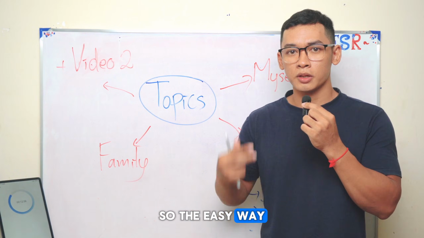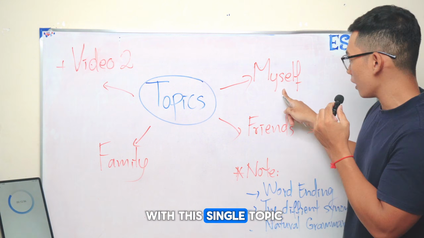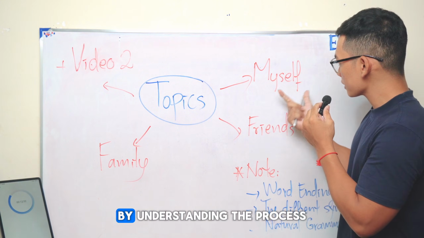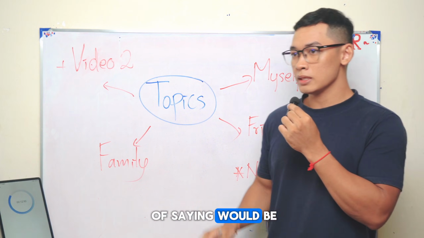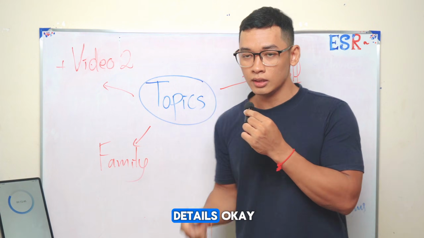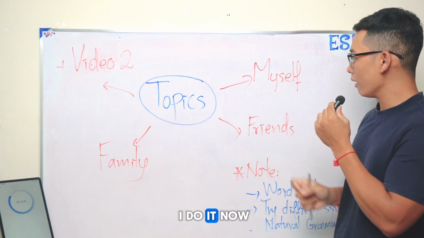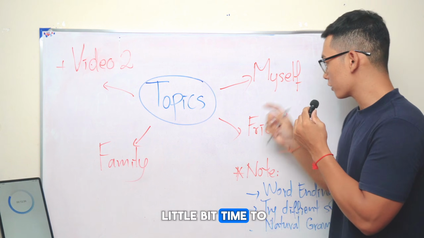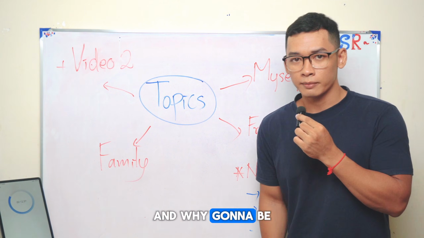The easy way to process your thinking with this single topic, what you are supposed to say, would be a matter. However, by understanding the process, saying it would be elaborating your idea in quite in-depth detail. Okay? So let's see how I do it. Now I take a look at the topic myself, and I take a little bit of time to think about this one. What is going to come first?